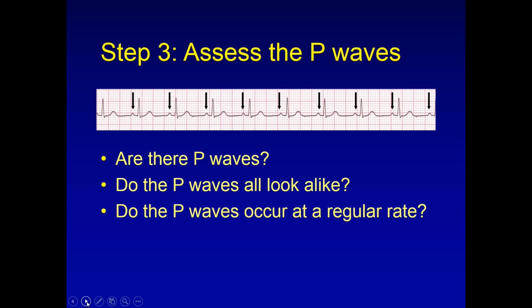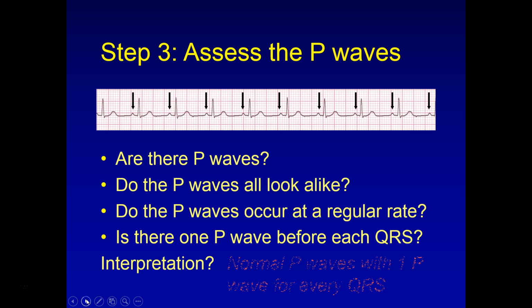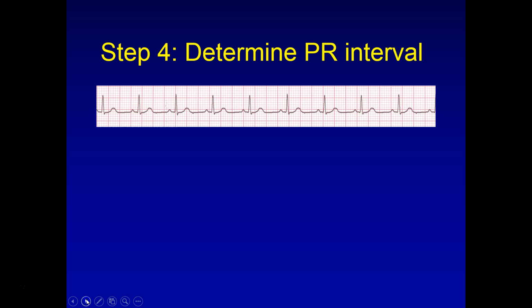Okay, and so then we just count and do the same thing with our paper, and we want to make sure that our atrium is contracting regularly, just the same as when we were checking the R waves in the previous slide, that our ventricles were contracting regularly. And also very important, is there just one P wave before each QRS complex? Did I have any extra beats, extra contractions occur? Okay, and so none of those things did. So there's a normal P wave with one P wave for every QRS complex.